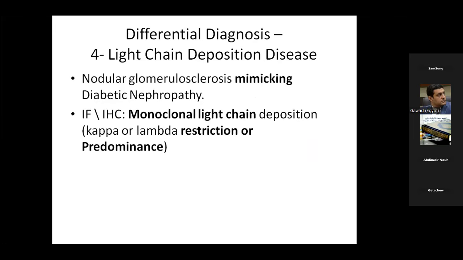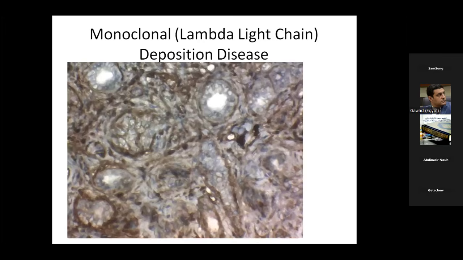Okay, then the next differential diagnosis is a very important and very dangerous one that should be excluded, the light chain deposition disease. And it's challenging. Why? Because it mimics diabetic nephropathy. It mimics it, as it will be PAS positive as well. Immunohistochemistry or immunofluorescence is the main differential diagnosis between both, for the monoclonality of the deposition with kappa or lambda restriction or predominance. And let's discuss.